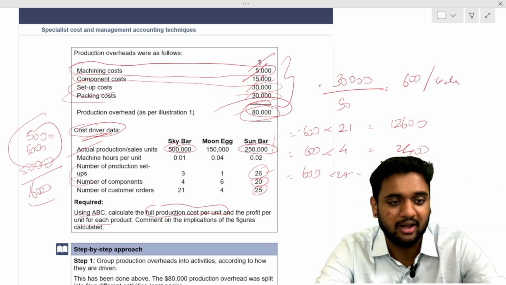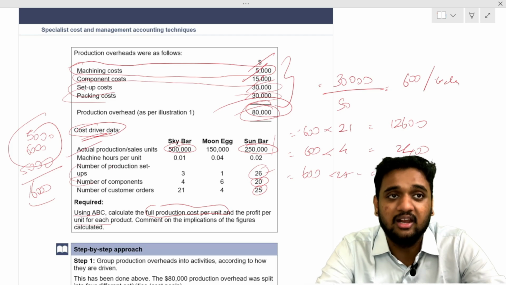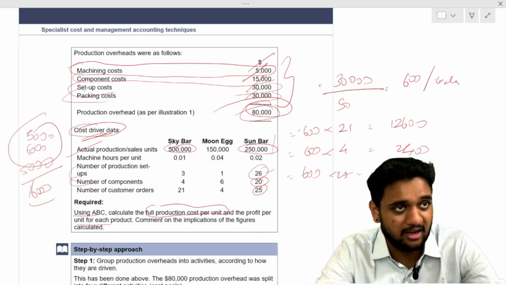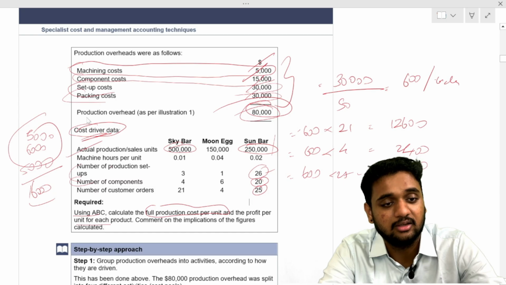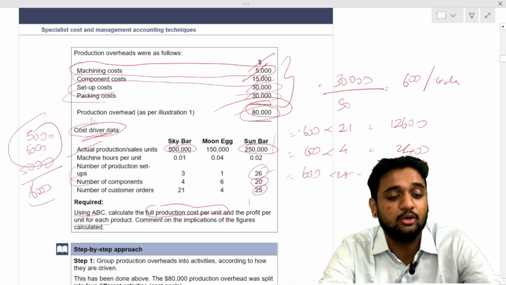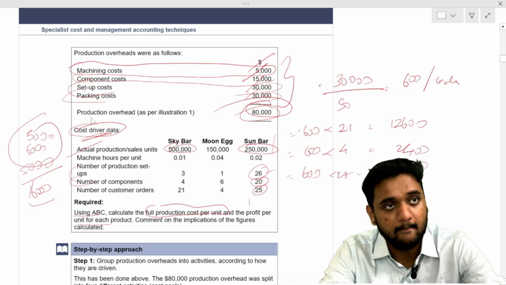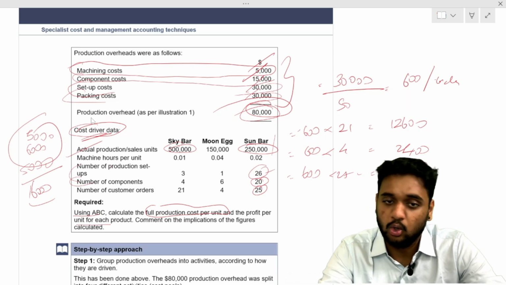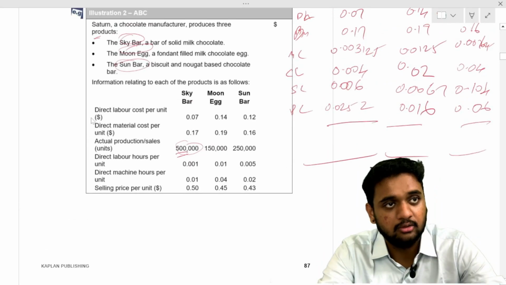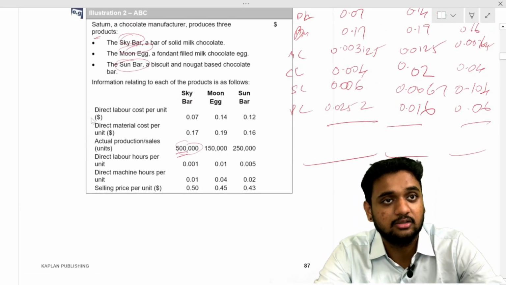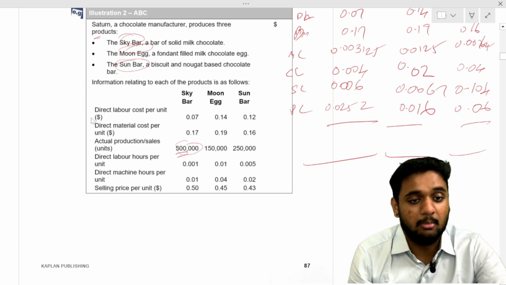That is why we use the concept called ABC costing. Earlier they were dividing mainly based on number of labor hours. What is the total number of labor hours? In case in the same question they ask you to find based on traditional absorption costing, what will you do? Total 80,000 you will take. Total labor hours.